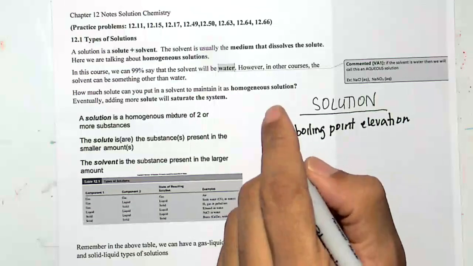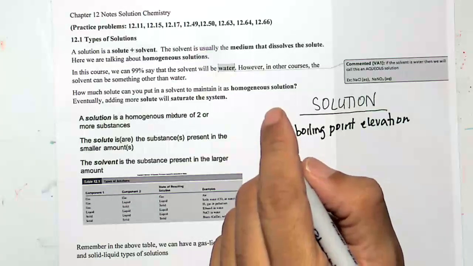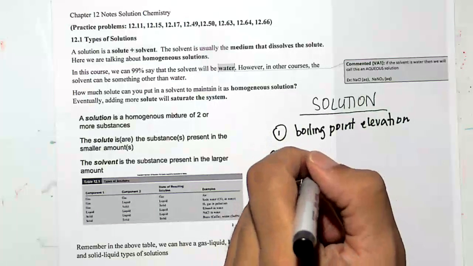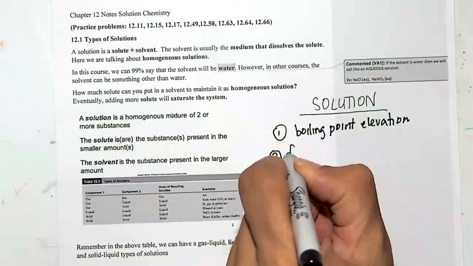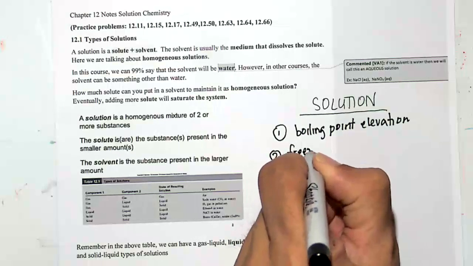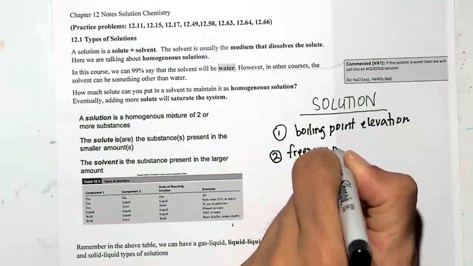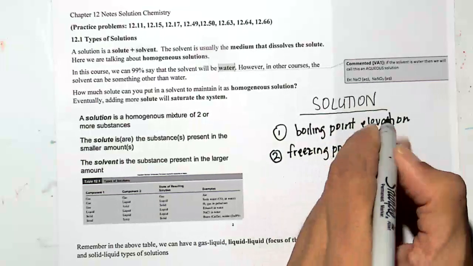The second thing that happens when you add a solute into a solvent system and it dissolves is your boiling point will go up, your freezing point will go down. Okay, so this is called freezing point depression. It goes down.